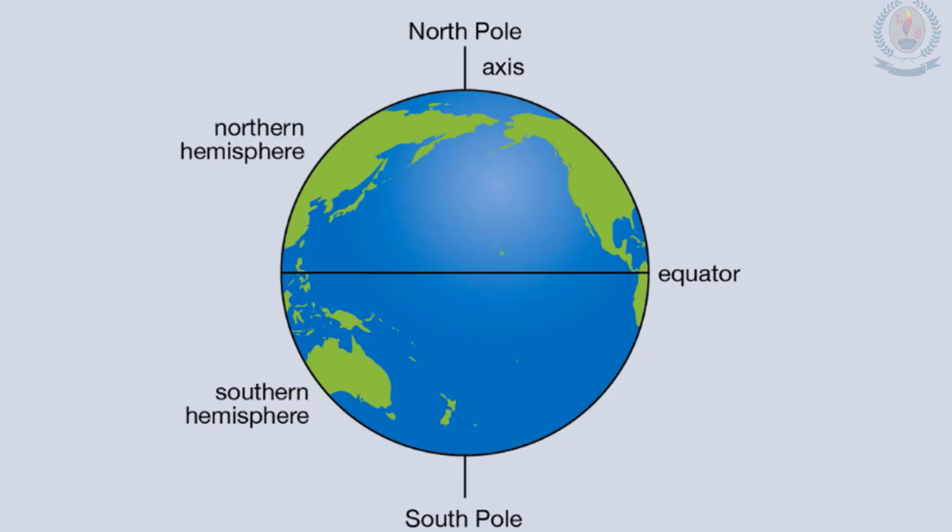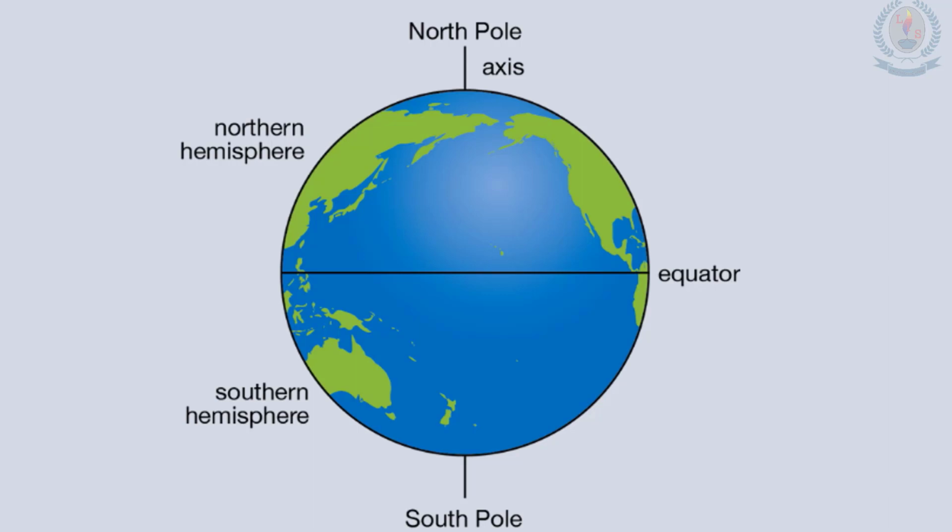The globe is divided into two halves by an imaginary line called the equator. The two halves are called the two hemispheres. The hemisphere above the equator on the globe is called the northern hemisphere, and the one below the equator is the southern hemisphere.